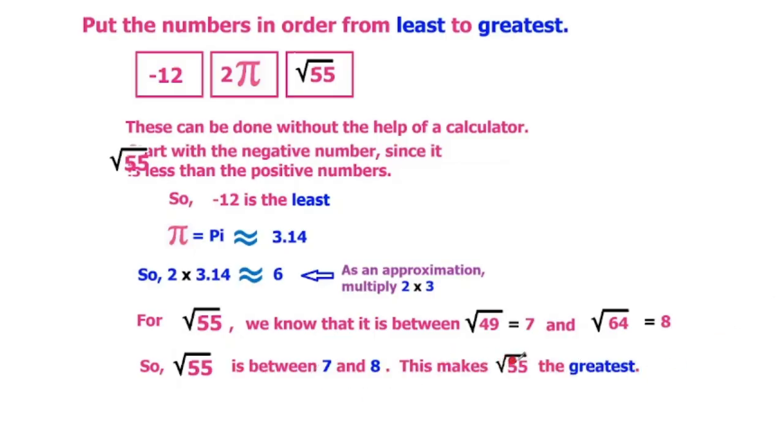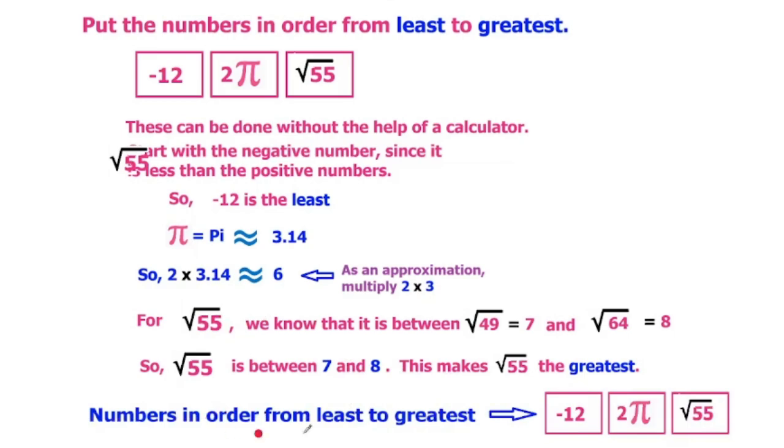This makes the square root of 55 the greatest, right? Because 2 times pi is somewhere around 6, and then the square root of 55 is between 7 and 8. So that is the greatest number. So the numbers in order from least to greatest are negative 12, 2 times pi, and the square root of 55. And that's it. That's how you do that problem.